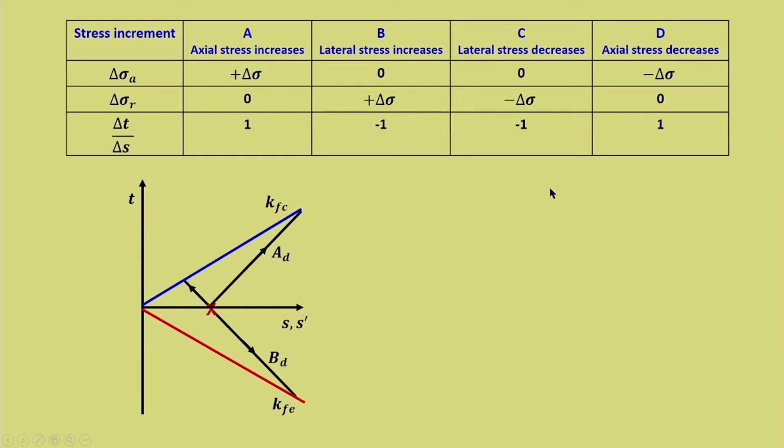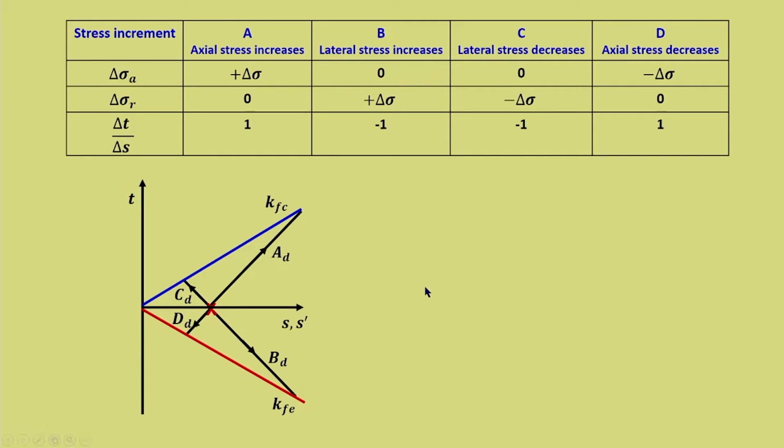And for C, it will be -1, but the case is compression, and hence it moves towards the compression failure line. And the last case D is towards extension. Why? Because it is a case of decrease in axial stress. So, that represents DD, and all the 4 cases were discussed in detail when we discussed the triaxial testing.